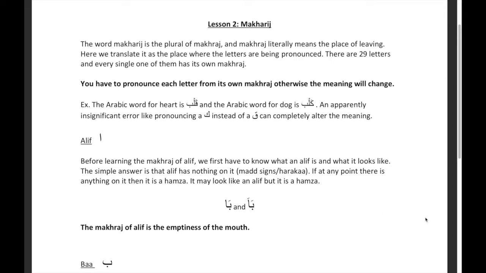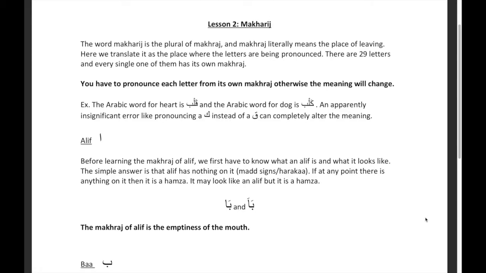Bismillahirrahmanirrahim. Lesson 2 is makharij. The word makharij is the plural of makhraj, and makhraj literally means the place of leaving. In this case, in terms of tajweed, we would translate it as the place in your throat or your mouth where the letters are being pronounced.